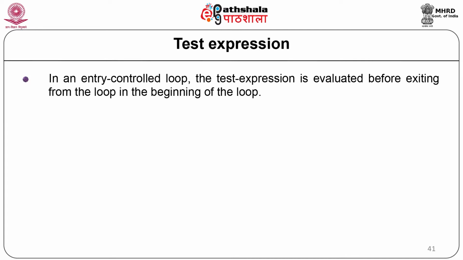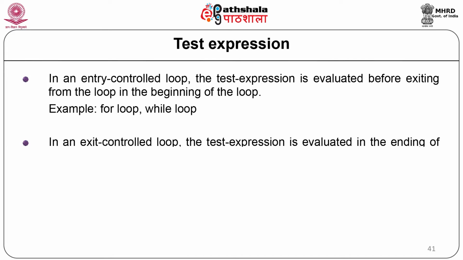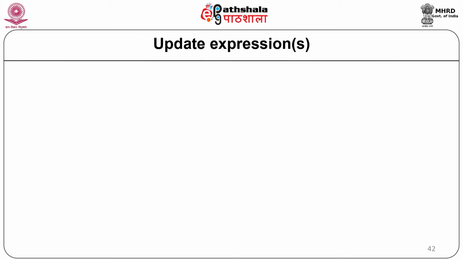In an entry control loop, the test expression is evaluated before entering the body of the loop, at the beginning of the loop. Whereas, in case of an exit control loop, the test expression is evaluated at the end of the loop. In C++, the for loop and while loop are considered entry control loops, whereas the do while loop is considered an exit control loop.